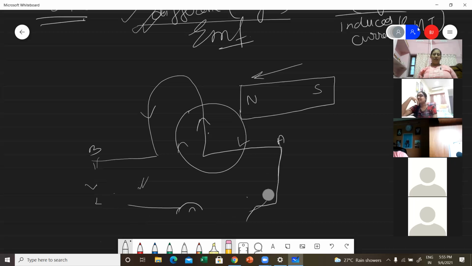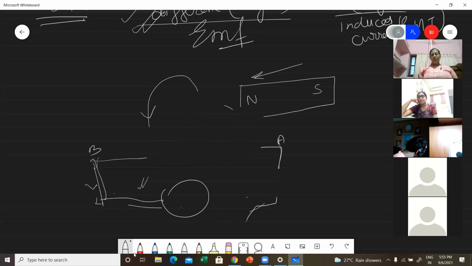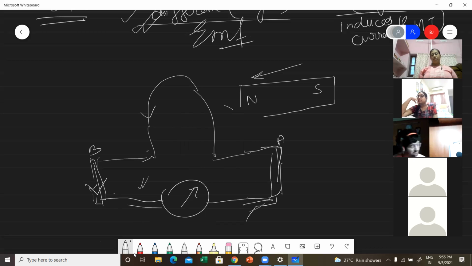And here it will not be. Here I have done it wrong. Here instead of galvanometer, I have put AC. The galvanometer will show deflection like this, right? Means the current will flow like this. Why is it like this? Because of Fleming's right hand rule.